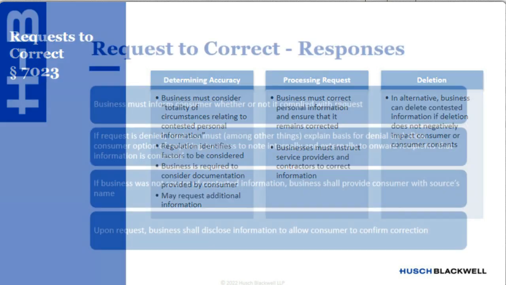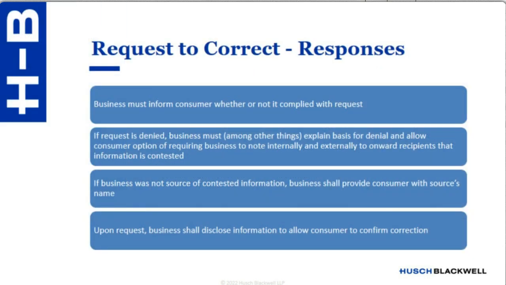So, some of the different responses to a request to correct. A business must inform a consumer whether or not it has complied with the request. If the business denies the request, they must provide the consumer with an explanation of that denial and also provide the consumer with the option of requiring that the business note internally and externally to onward recipients that the PI is contested. If the business received the contested information from a different source, the business needs to provide the consumer with that source's name. And upon request, a business also needs to disclose information to allow the consumer to confirm the correction, if, like I said, they request.